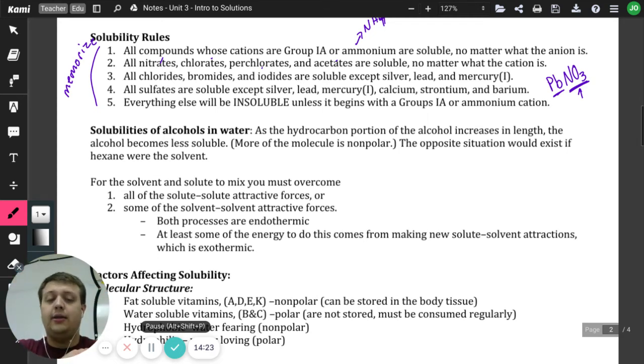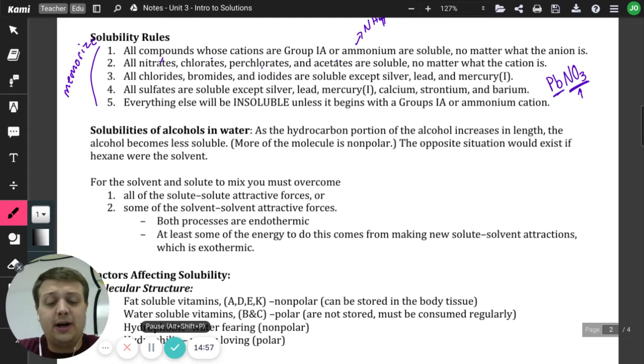The only way that will become a solvent-solute mixture is if you overcome the attraction between those alcohol molecules. Now, the other option is for some of the solvent-to-solvent attractive forces to be overcome. So I can either cause all of the solute-to-solute attractions to be overcome, or the attractive forces between these solvents to be overcome.